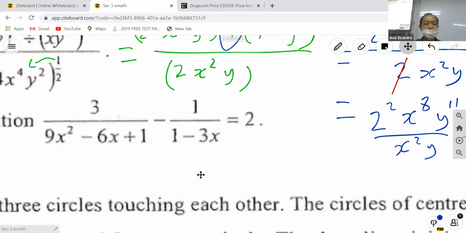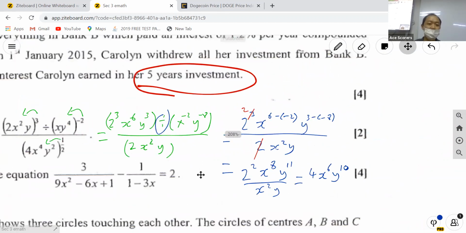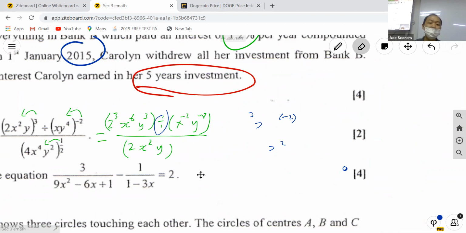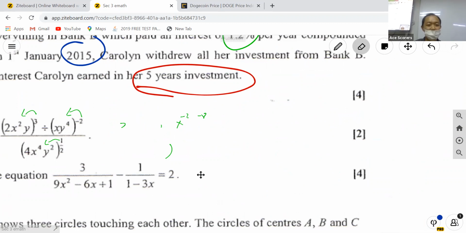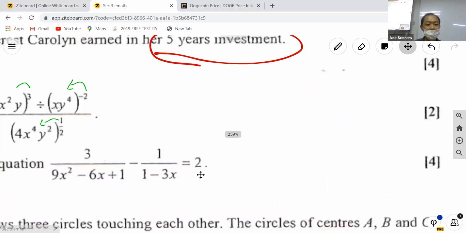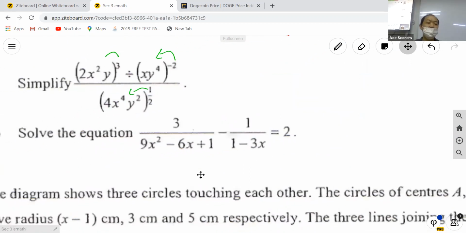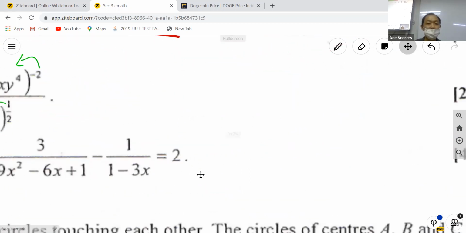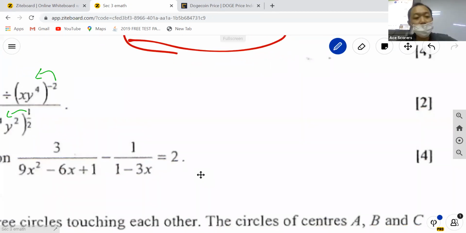Okay, next one is solving equation. Solving means you must find x. So eventually we need to know the value of x. But before that, we need to combine the two of them. No, before I combine, I need to factorize this. This is 9x squared minus 6x plus 1. Negative x minus 1, 6x minus 1, negative 3x minus 1.